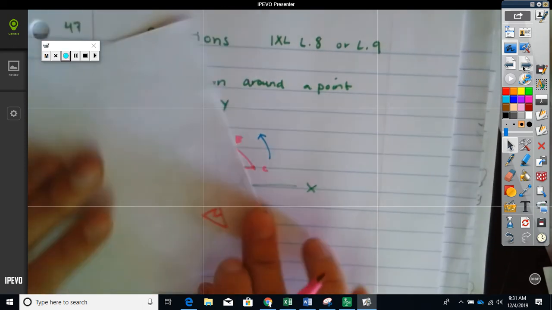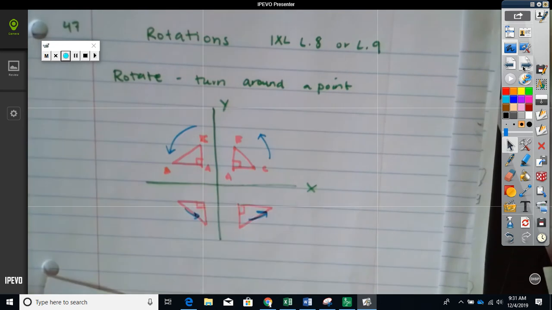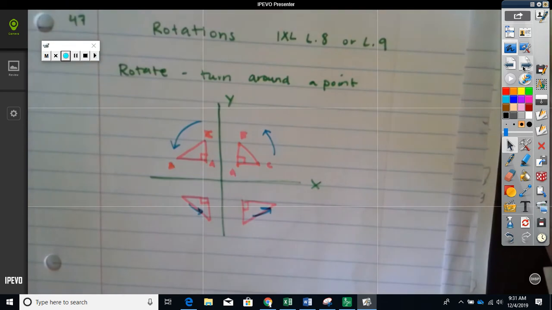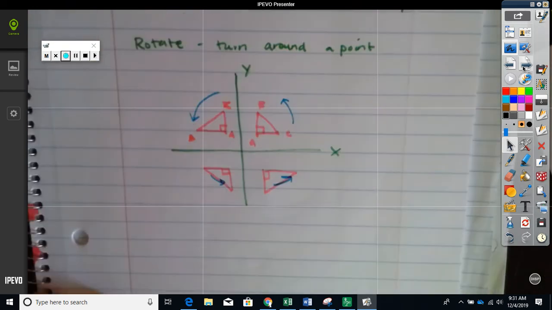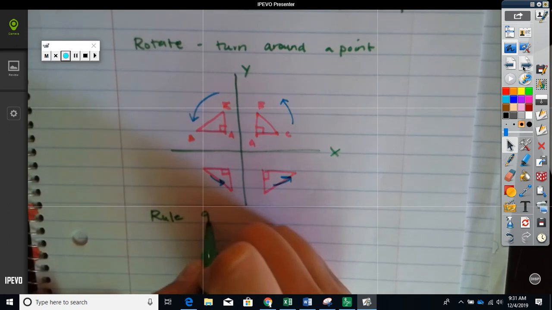And then if I did it 270, it would look like this. Okay, that's the rotation counterclockwise. Now there is a rule with the coordinates. So here's the rule for 90 degrees.